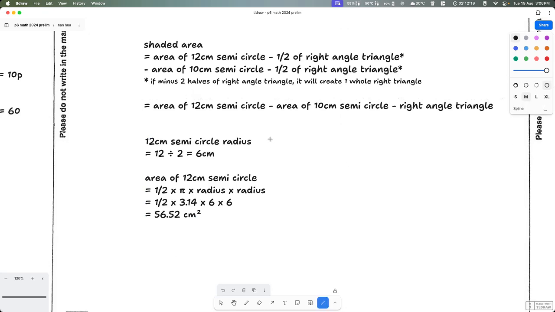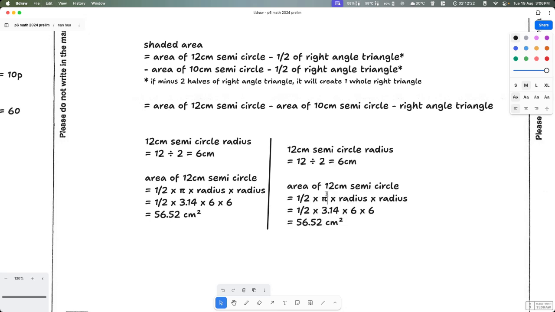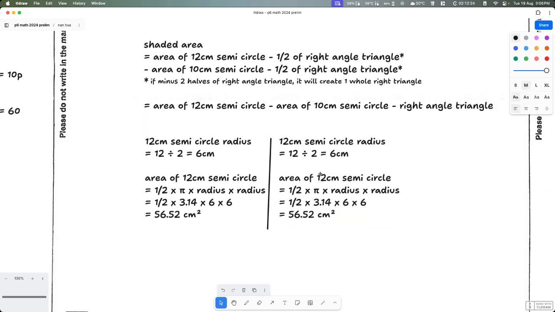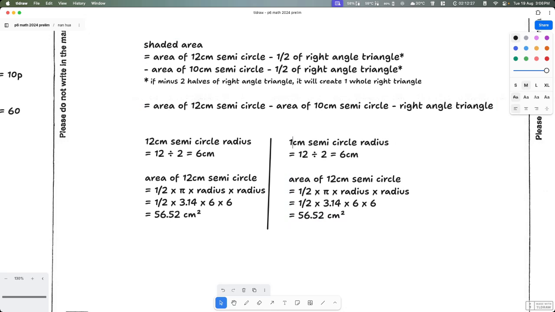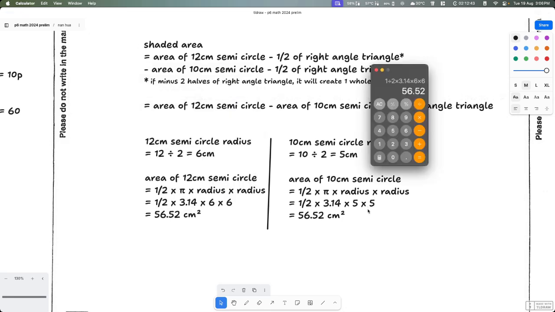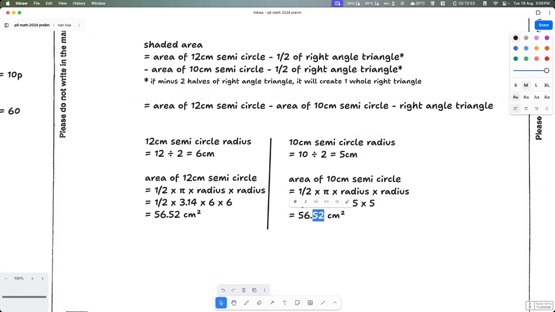Same thing with the other one over here. Instead of 12, this will be the 10 centimeter semicircle, radius 10 divided by 2 is equal to 5 centimeters. So the area of the 10 centimeter semicircle is half times 3.14 times 5 times 5. Using the calculator, 0.5 times 3.14 times 25 gives you 39.25.